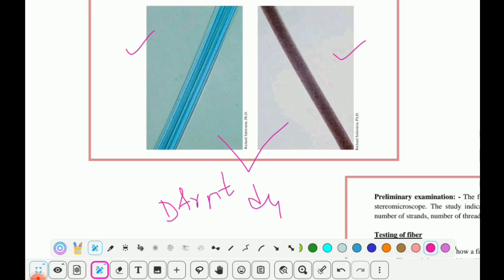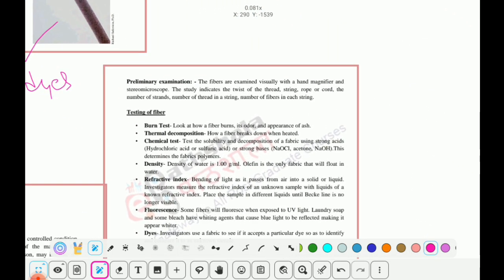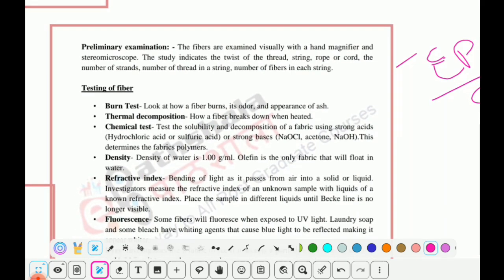Then we have this most important segment which I have taken from the EPG Pathshala's PDF. There is an entire PDF, but I found this segment more helpful because it is solely based on the examination of fiber. While doing the preliminary examination, we usually take help of a hand magnifier and the stereo microscope. Stereo microscope is one of the most powerful microscopes, and in the beginning of the lecture I explained its importance. Then we will be able to observe the twist of the thread, string, rope, cord, and the number of strands present in the fiber along with the total number of strings in the fiber.